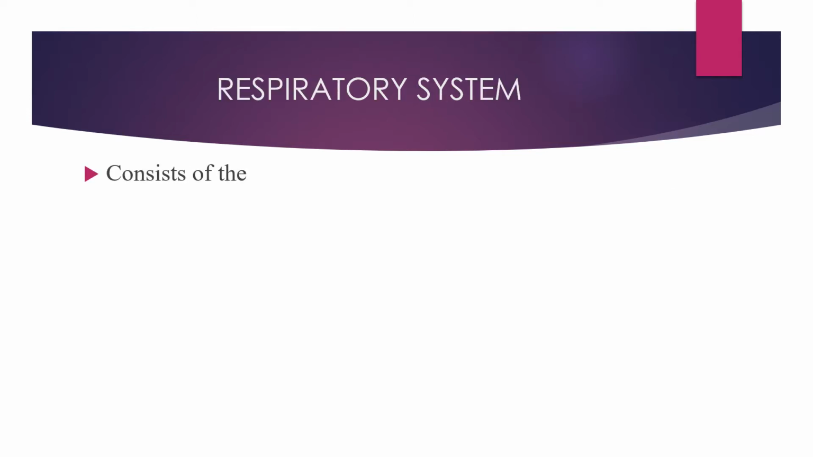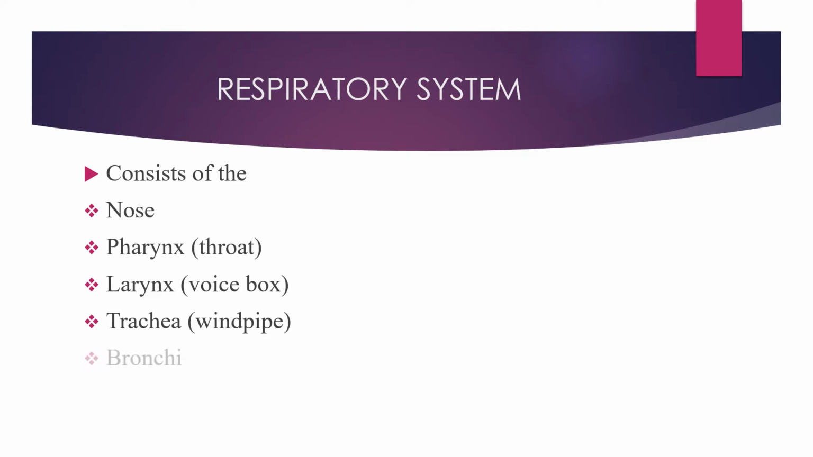Let's see the parts of the respiratory system. The respiratory system consists of the nose, pharynx, which is also called the throat, then larynx, that is nothing but the voice box, trachea, bronchi and lungs.